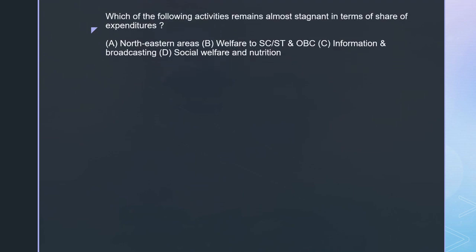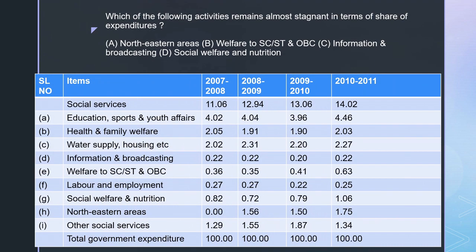December 2012 third question is, which of the following activities remains almost stagnant in terms of share of expenditures? Option A, northeastern areas. Option B, welfare to SC, ST and OBC. Option C, information and broadcasting. Option D, social welfare and nutrition.